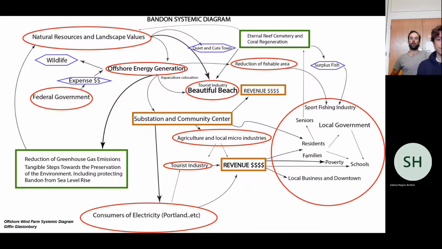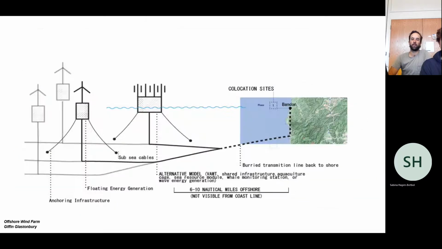The Bandon systemic diagram takes the stakeholders in red and the substation and community center in orange, and lots of other moving parts and pieces, and looks at how they interact. The offshore wind farm would be located 6 to 10 miles offshore so as to not affect the visibility from the coastline, and the system would be a floating wind farm.